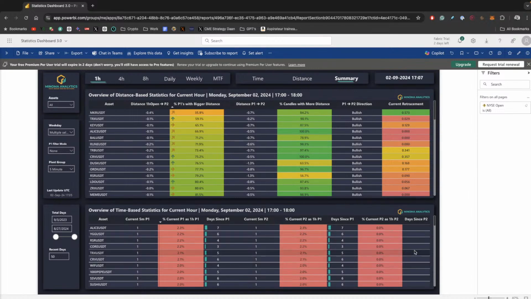If this is blank, by the way, that simply means there are no records found where this was P2. So there's no record found that the first 5 minutes also became the P2 of this hour, which makes sense.